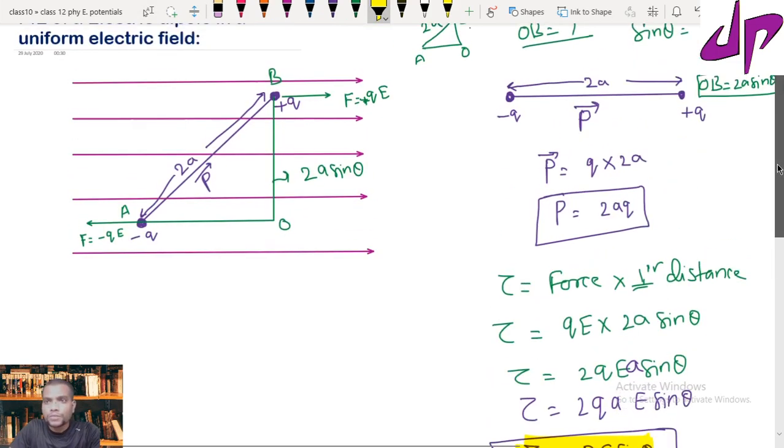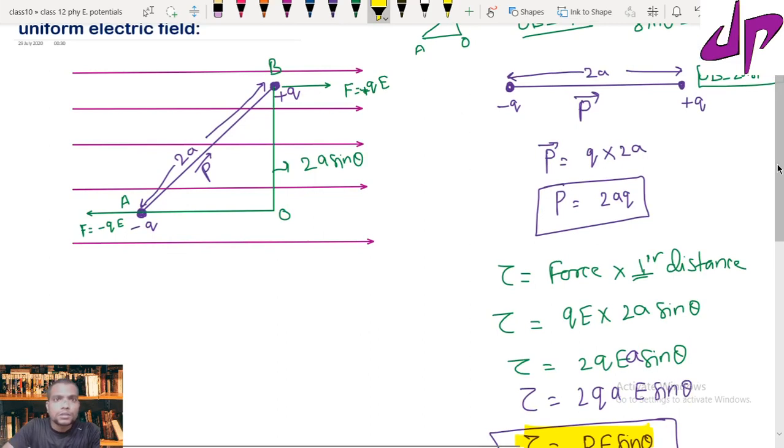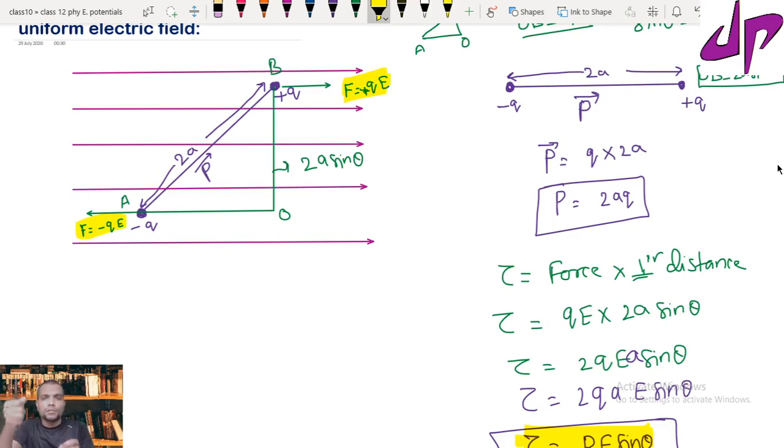What could be the cause of this torque? The torque is caused by these two opposite forces. These two forces act oppositely, so they form a couple. A couple is nothing but two equal and opposite forces. Because of that couple, a torque acts on the dipole.